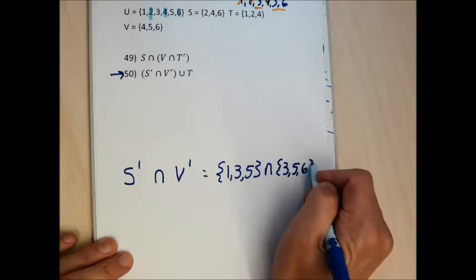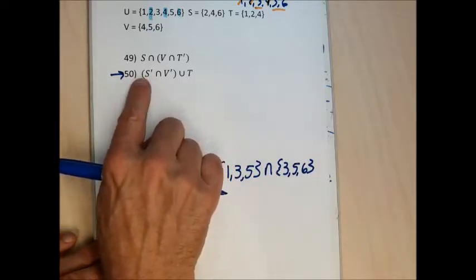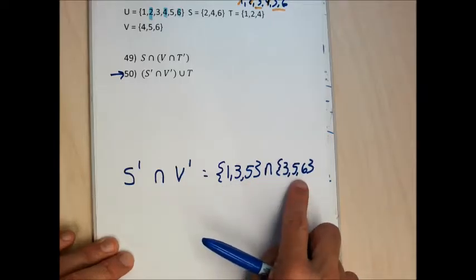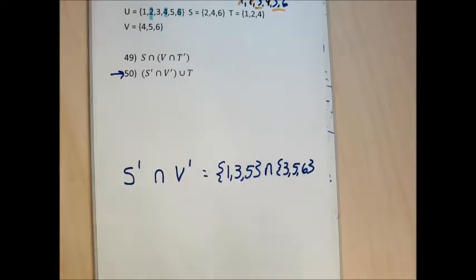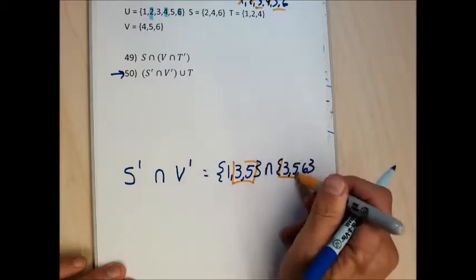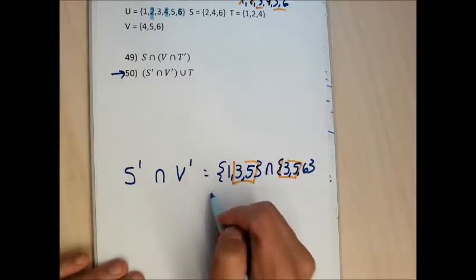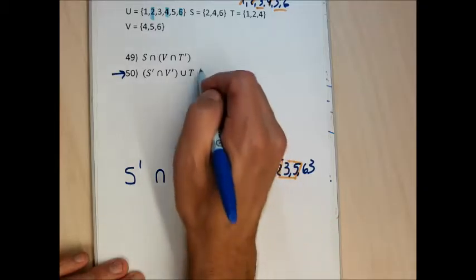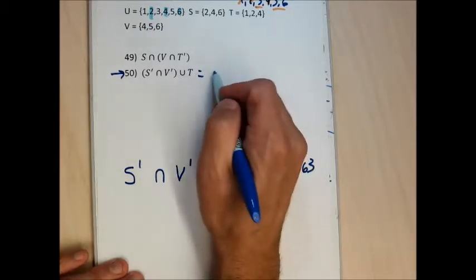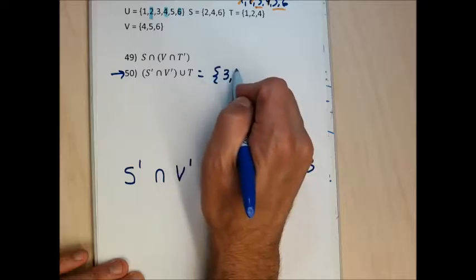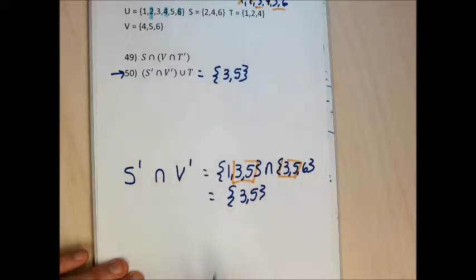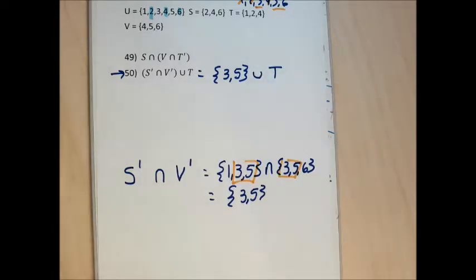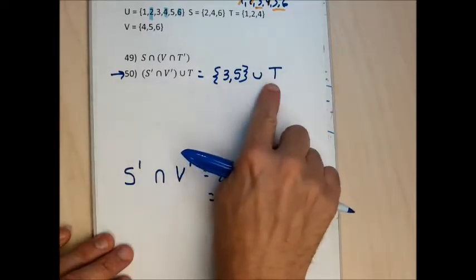So to do the inside of my parentheses, I had to figure out what S complement and T complement were. I wrote down what S complement is, followed by T complement. And to intersect these two sets, I need to write what they have in common. And what they have in common is the numbers 3 and 5. So the inside of my parentheses, I can change to the set that contains the numbers 3 and 5. And once I get the inside of the parentheses down to a single set, I don't need to write the parentheses anymore. So I'm going to do the set containing the numbers 3 and 5, union T.